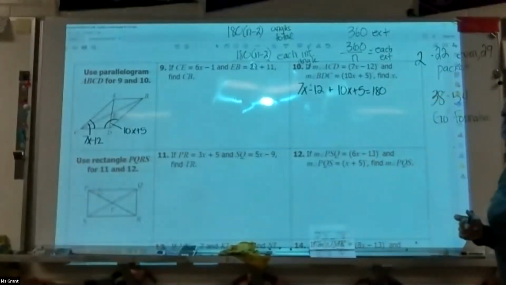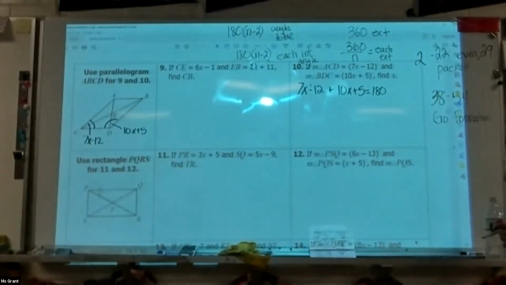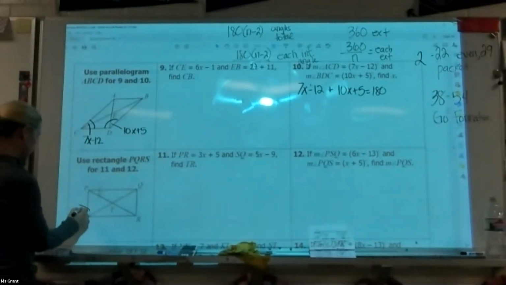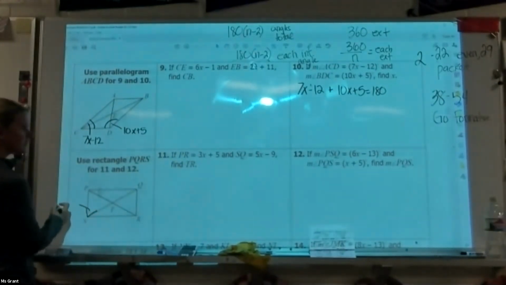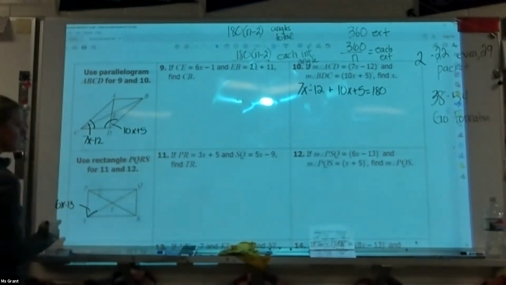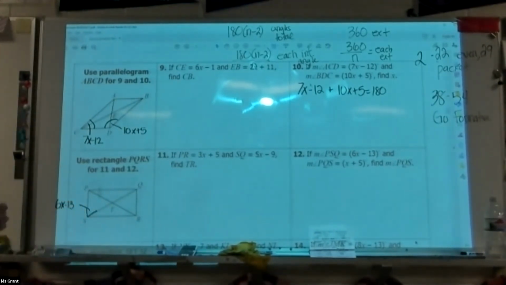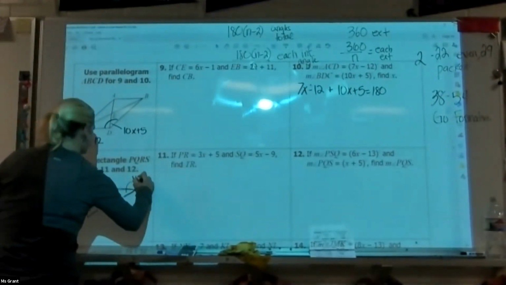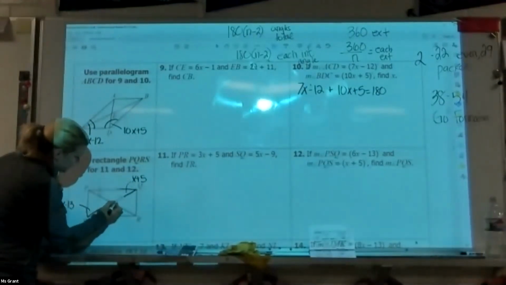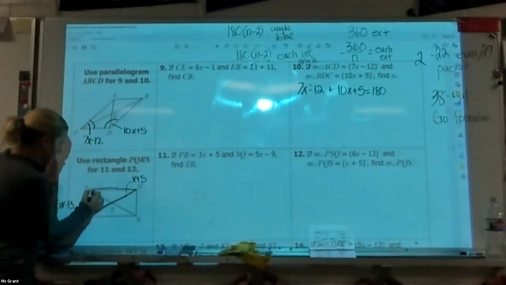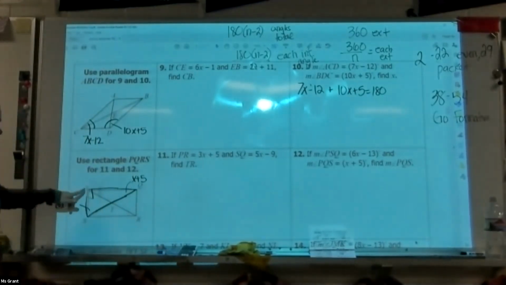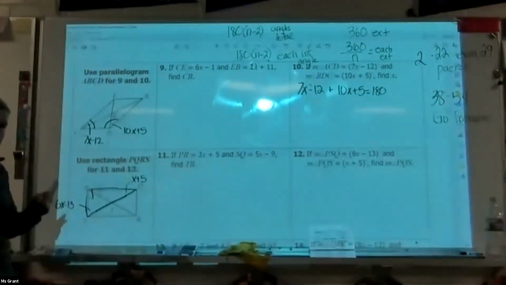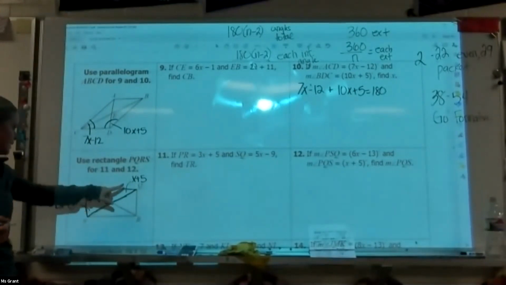Awesome. Measure of angle PSQ is 6x minus 13, PSQ. That's just this one right here. 6x minus 13. And PQS, this one right here, x plus 5. Hey, heads up. This is a triangle right here. This is a 90-degree angle. That means that 90 plus this make 180. Three angles in a triangle. 6x minus 13 plus 90 plus x plus 5.